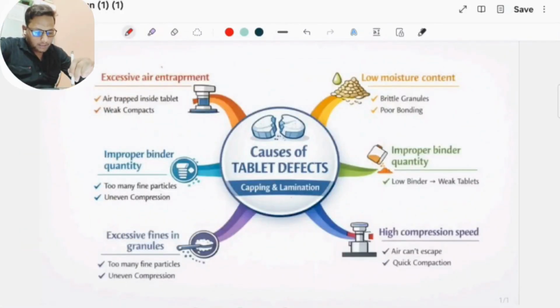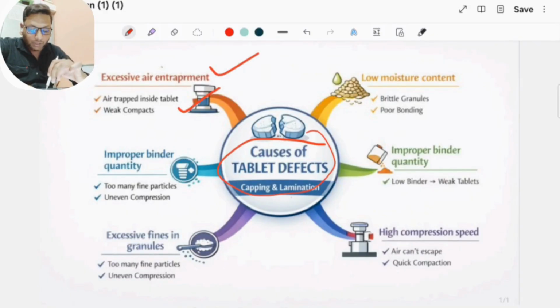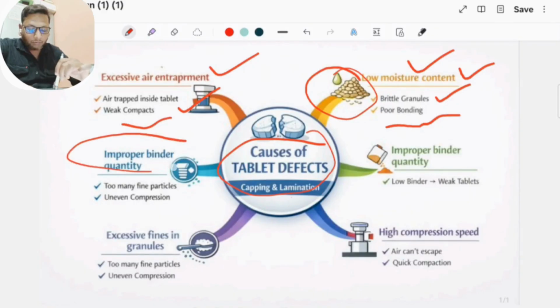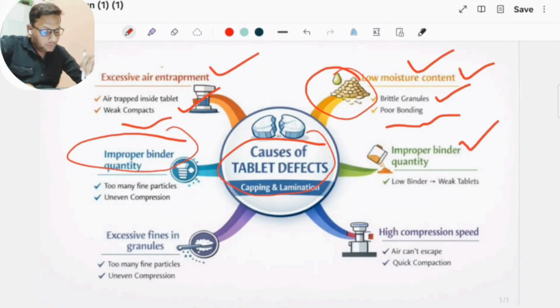Now, what are the reasons or causes for this capping problem? The first one is excessive air entrapment. If the air entrapment is more inside the tablet, that leads to weak compacts. Then low moisture content. If the granules which are produced are of low moisture content, that causes brittleness of the granules and poor bonding between the granules. Then using improper binder quantity. So if we are using a low binding agent which is of low quality, then that also leads to weakness of the tablet.